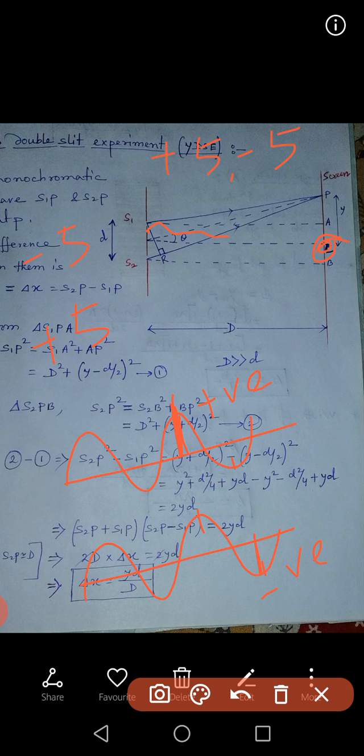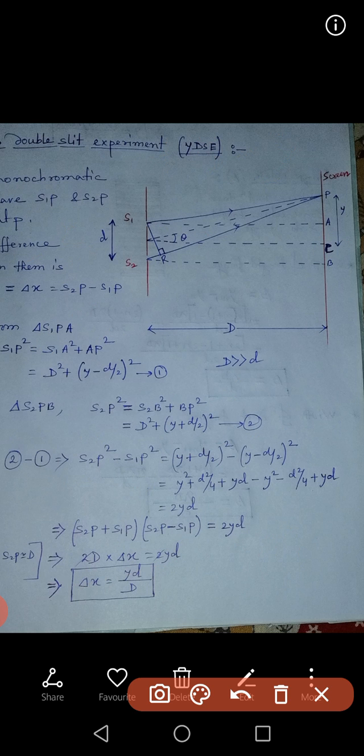So when two crests meet at this point, the resultant will be 10. If two troughs meet, the resultant will be -5 -5, that means -10. -10 is not 0, right? So it has some intensity, and if it has some intensity, point C will be a bright point. Again I am telling what I said.